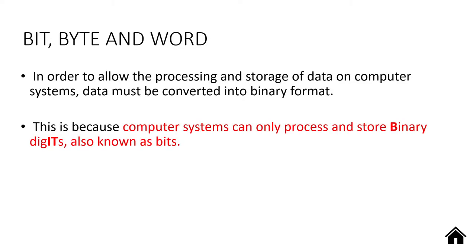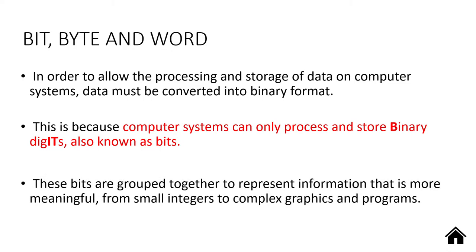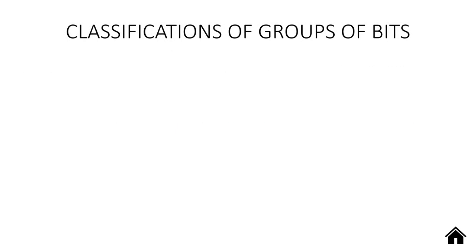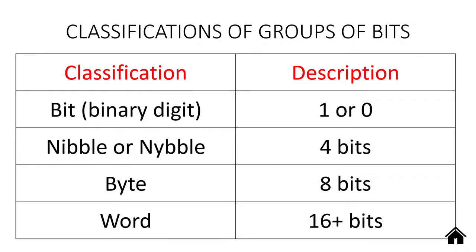In order to allow processing and storage of data on a computer system, you must be able to convert it into binary, because that's what computers work in. A bit is a binary digit, so it's a 0 or a 1. A nibble is 4 bits. A byte is 8 bits. And a word is 16 or above. So that's 16, 32, 64, etc.